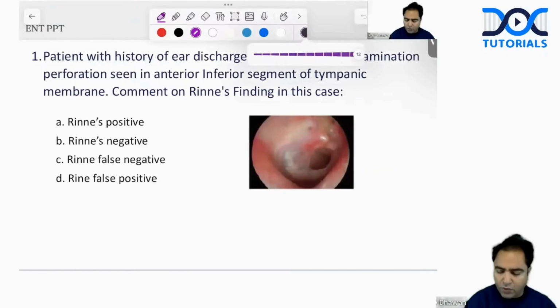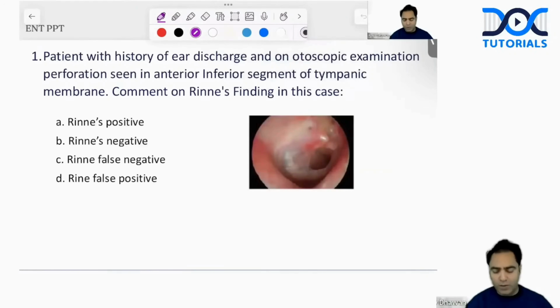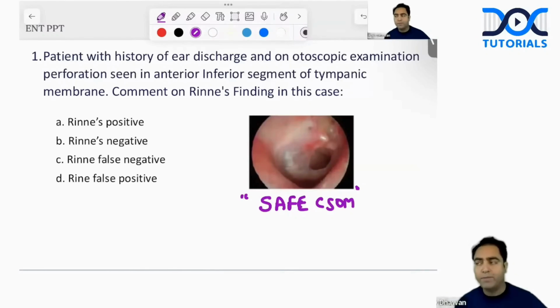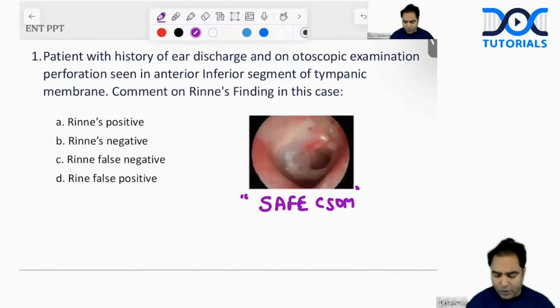Now this is the case of course of safe CSOM or tubotympanic CSOM, because there is a perforation in the pars tensa of tympanic membrane, and that is a typical clinical examination finding in tubotympanic CSOM or safe CSOM. And that would lead to, of course, conductive hearing loss.